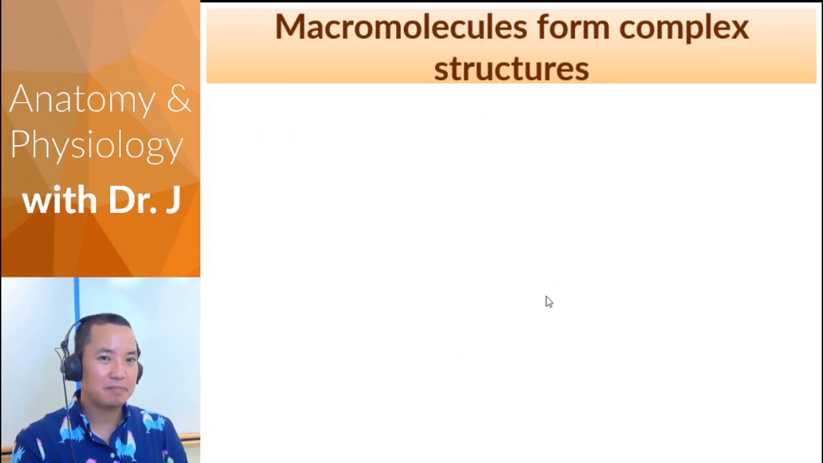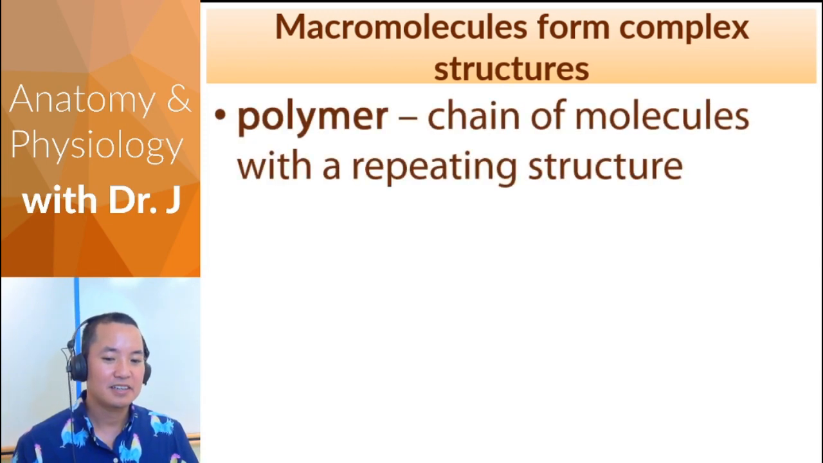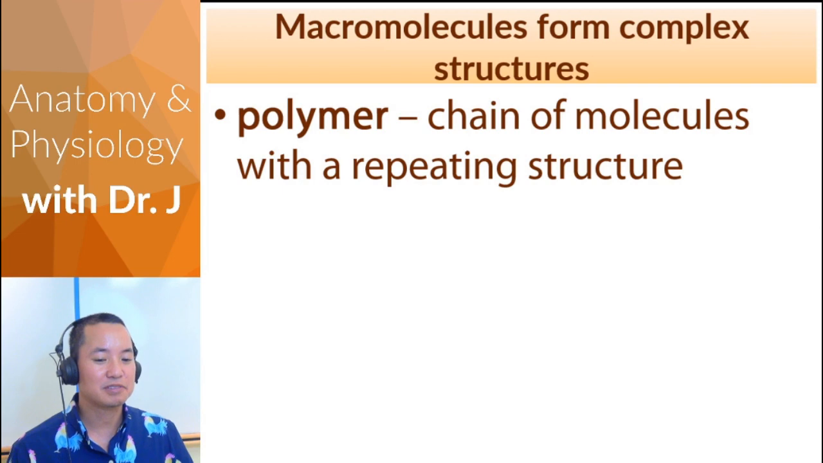So macro meaning big, and big molecules, right? So what are they? They're complex structures, but complex structures of what? So they're polymers, so a chain of molecules with a repeating structure. So a polymer, you take the same chemical and then you daisy chain it or branch it off into many, many linked repeating units of that same molecule.